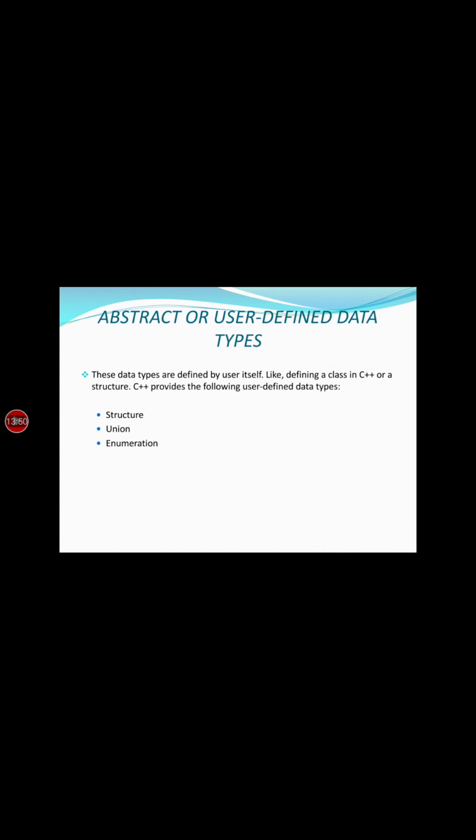Next is abstract or user defined data types. These data types are defined by the user itself, like defining a class in C++ or a structure. C++ provides the following user defined data types. First is structure, second is union, and last is enumeration.